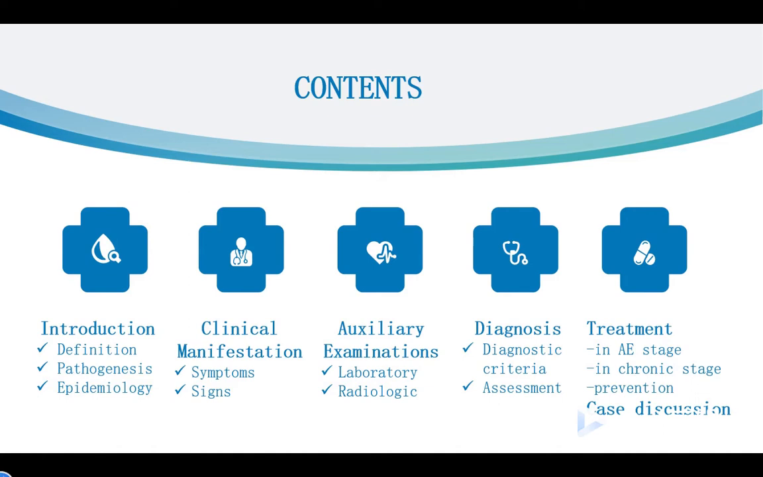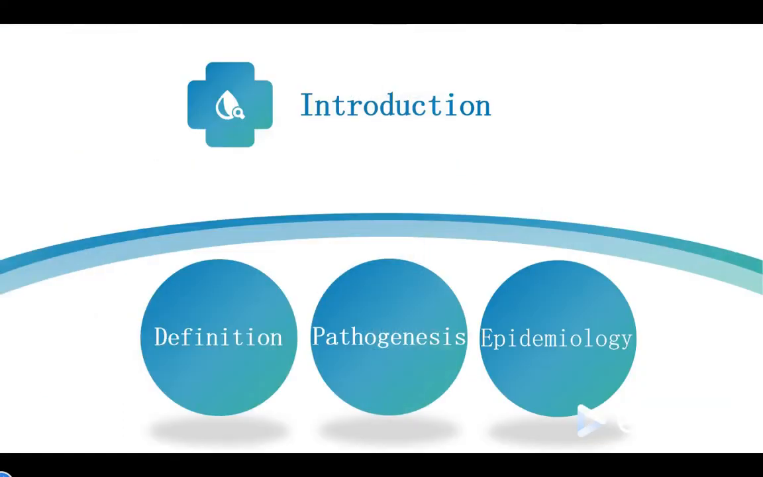At the beginning or in the end of this class, we will have a case analysis. Now, let's look at the introduction of the cor pulmonale. Firstly, let's look at a case. It's a 56 years old man, a farmer.